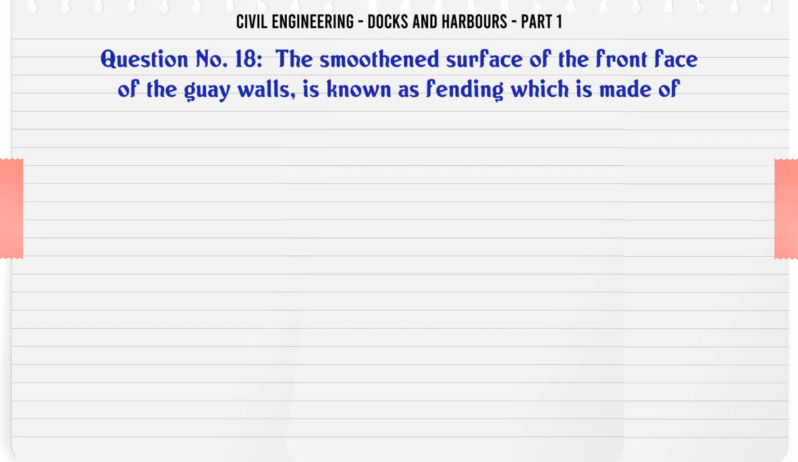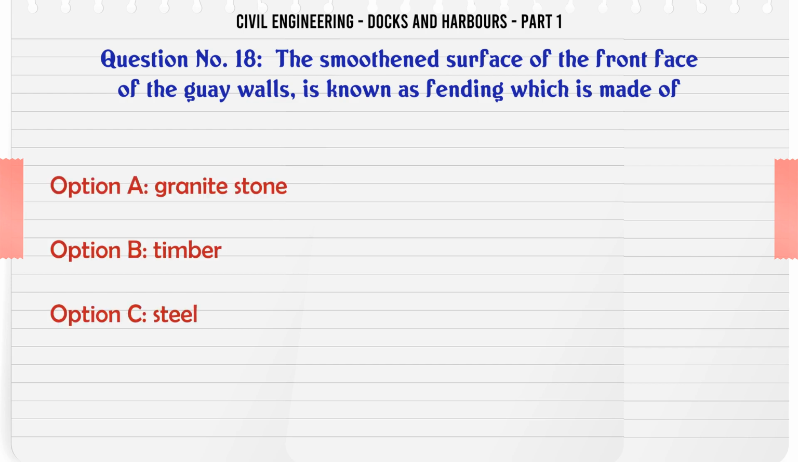The smoothened surface of the front face of the quay walls is known as fending, which is made of: A. Granite stone. B. Timber. C. Steel. D. All the above.